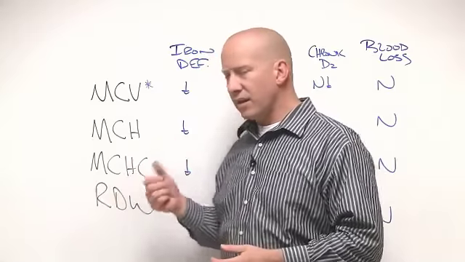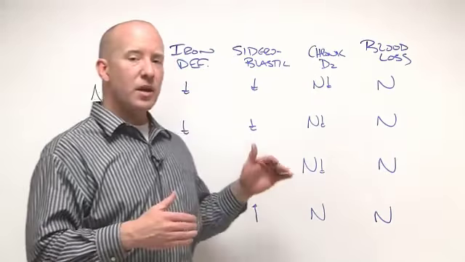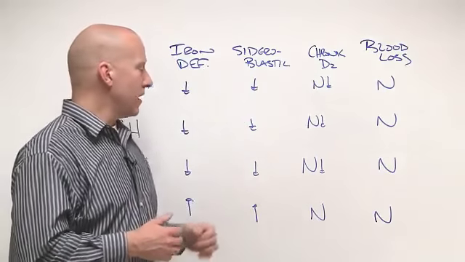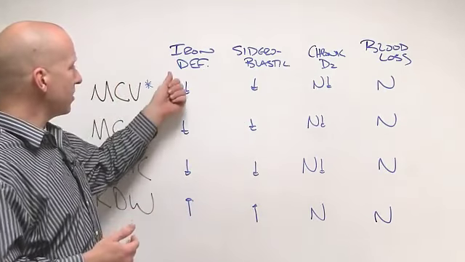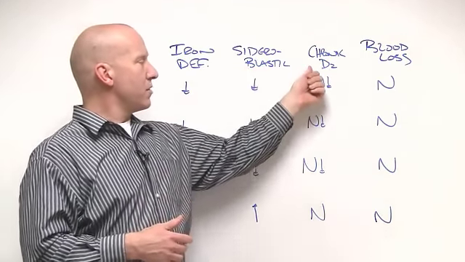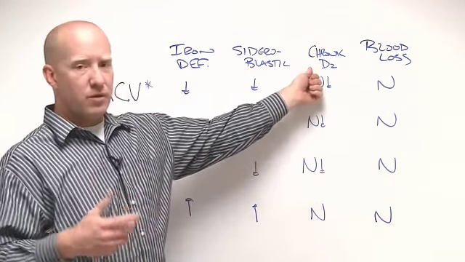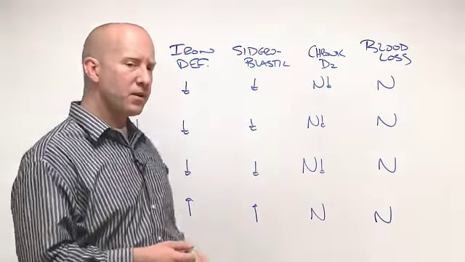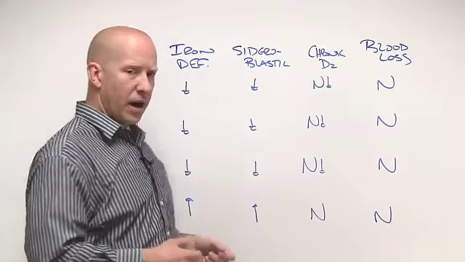So let's take a look at these particular indices, assuming that the red blood cell, hemoglobin, and hematocrit are all low in these individuals. Now what we're going to compare and contrast here is really iron deficiency anemia versus sideroblastic anemia versus chronic disease anemia, or anemia of chronic disease or chronic inflammation, as well as possible blood loss. So let's take a look at this. In this first one here, iron deficiency.